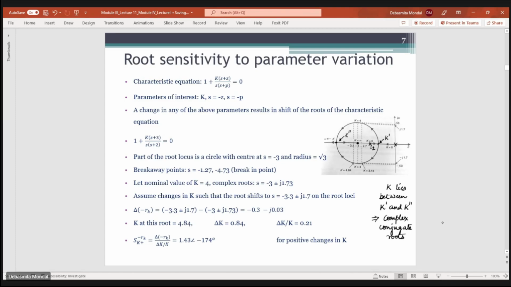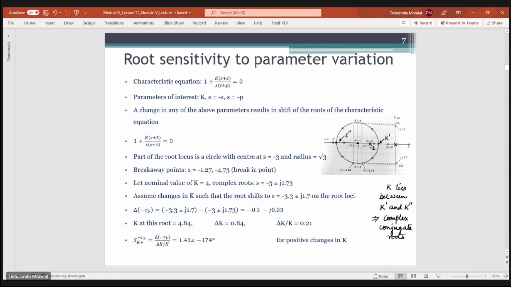Now let's assume we take a value of k equals 4. For that value of k, the corresponding complex roots are s equals minus 3 plus minus j 1.73. Once you know the value of k, you can either find the poles from the root locus, or simply solve this characteristic equation and find the roots. After putting k equals 4, you see that the complex roots are at minus 3 plus minus j 1.73.